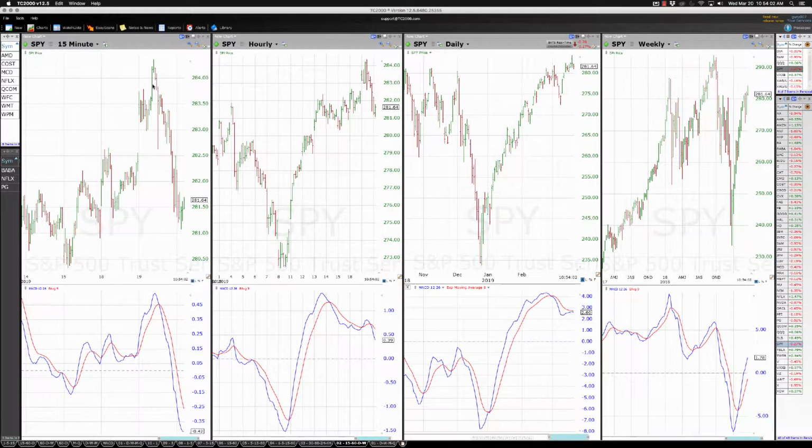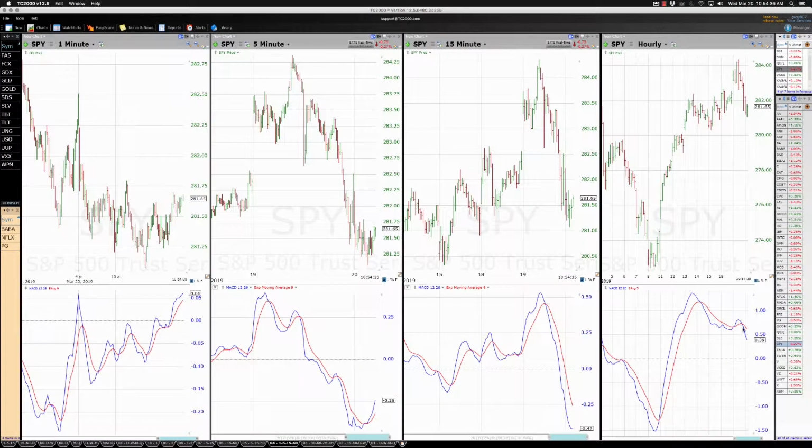A position on the 283 puts entered at around noon yesterday, on the expiration on the 29th, Friday the 29th, made about 100%. And a position on the 283 puts on expiration on the 22nd, this coming Friday, made like 150% or so. Now let's go to the 1, 5, 15, 60.